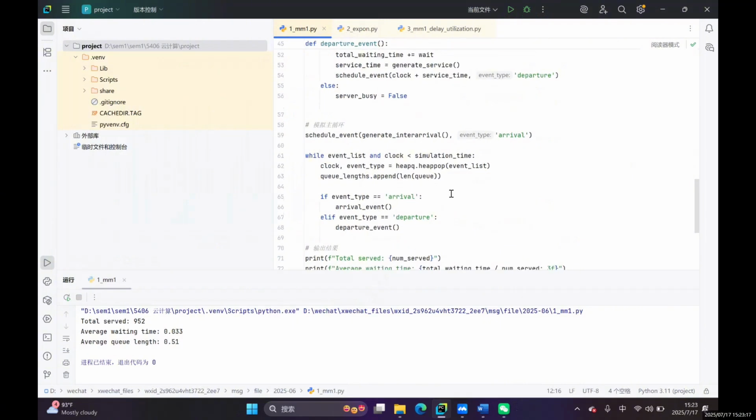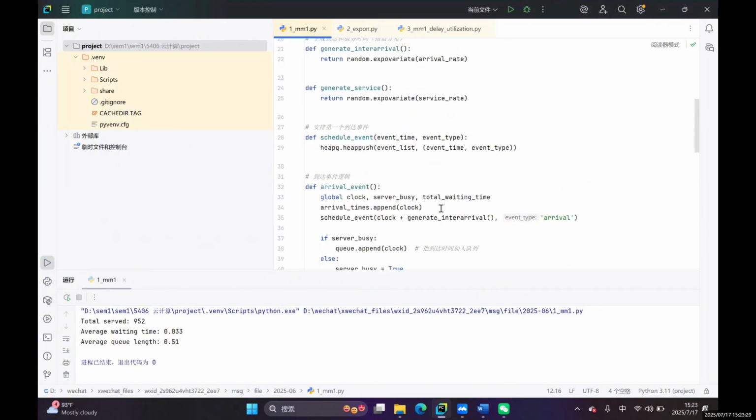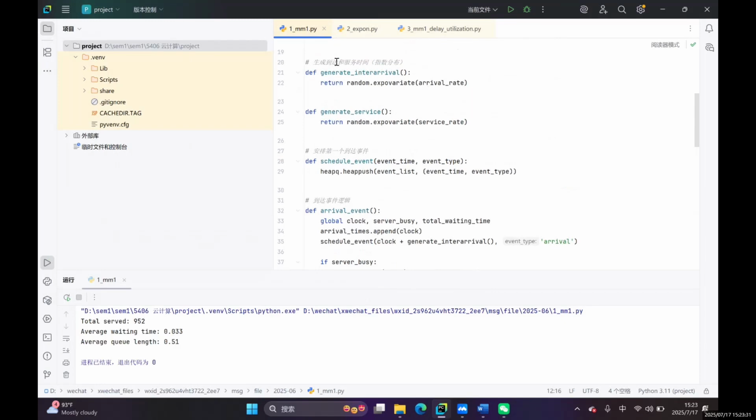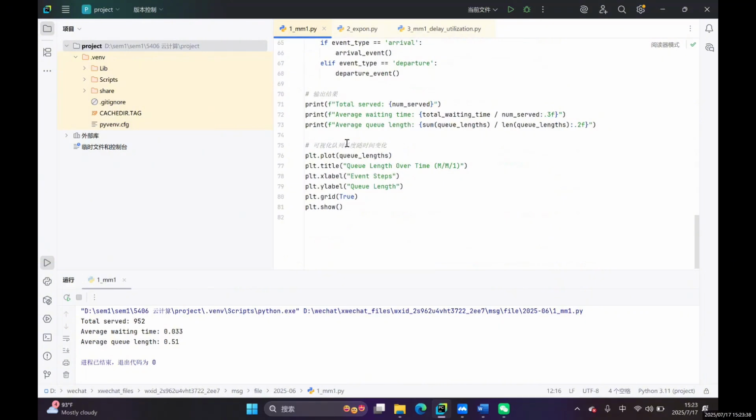And I have learned how to build a discrete event simulation using a priority queue, how to model random behavior using the exponential distribution like this, and how to visualize the system behavior to better understand the queue dynamics with matplotlib.